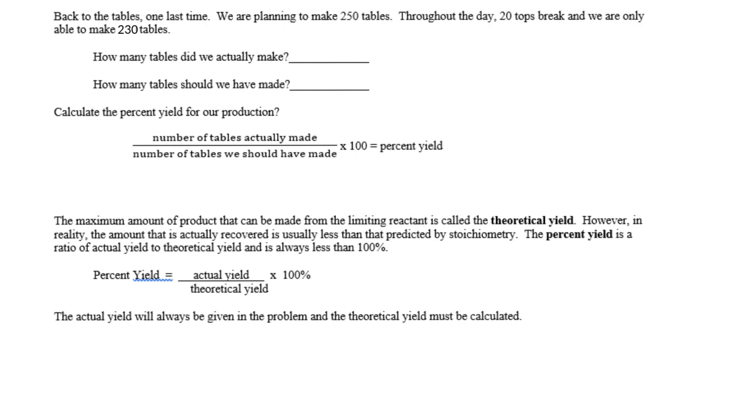Well, we actually made 230 tables. How many should we have made? Well, we should have made 250 tables. So which means now we can get a percent production or percent yield for how much we're putting out. So we have 230 divided by 250 times 100. And that means we have a 92% production rate.